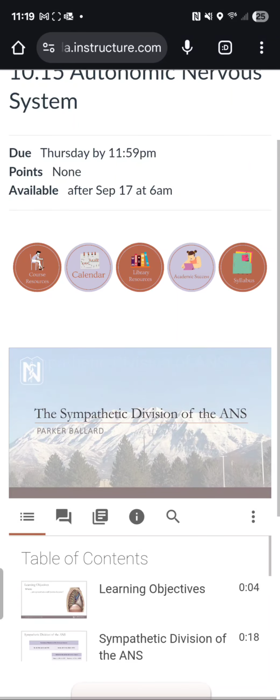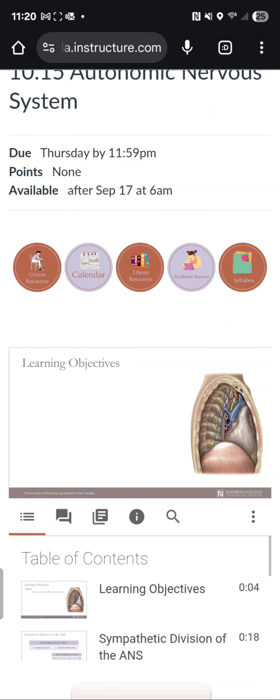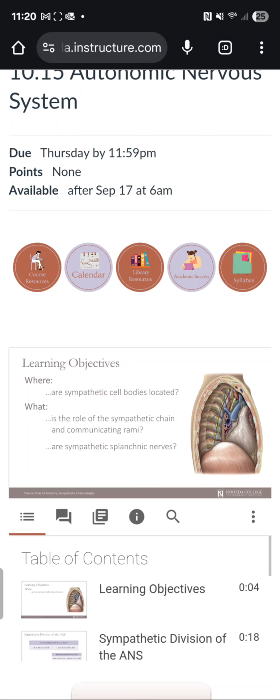Okay, let's talk about the sympathetic division of the ANS. And as we do, we're going to answer a couple questions like, where are sympathetic cell bodies located? What is the role of the sympathetic chain and communicating rami? And what are sympathetic splanchnic nerves?